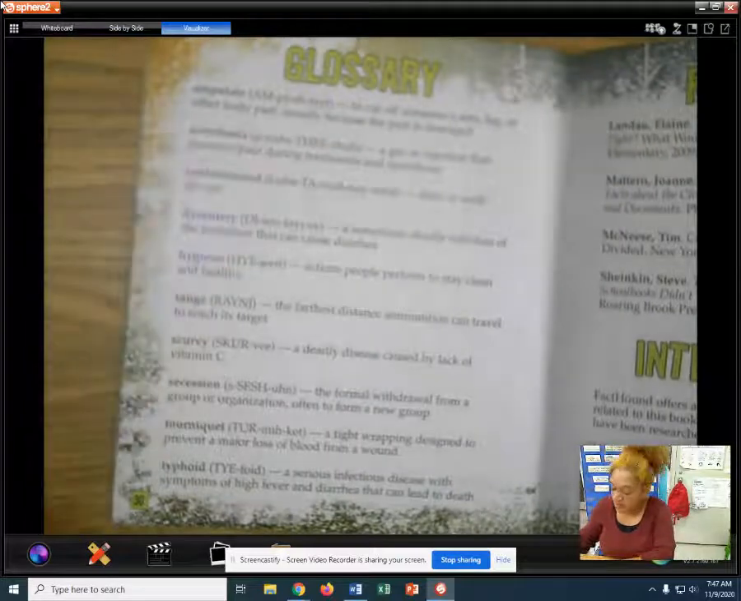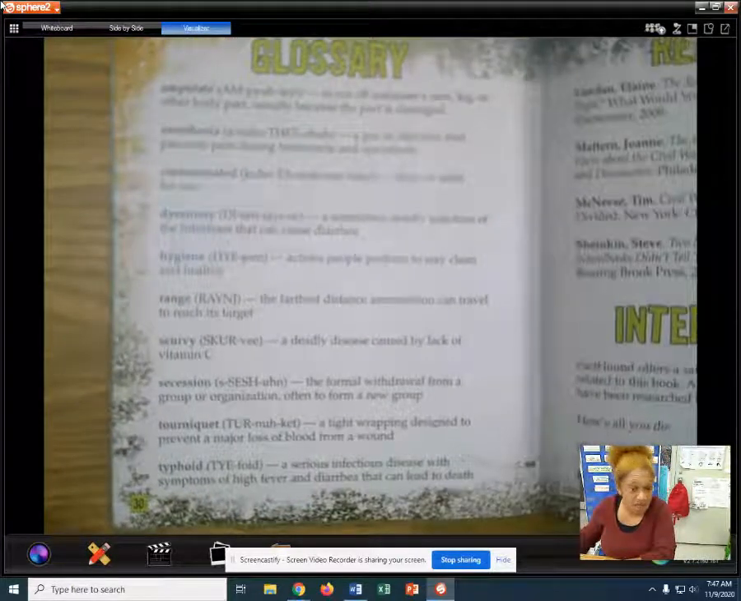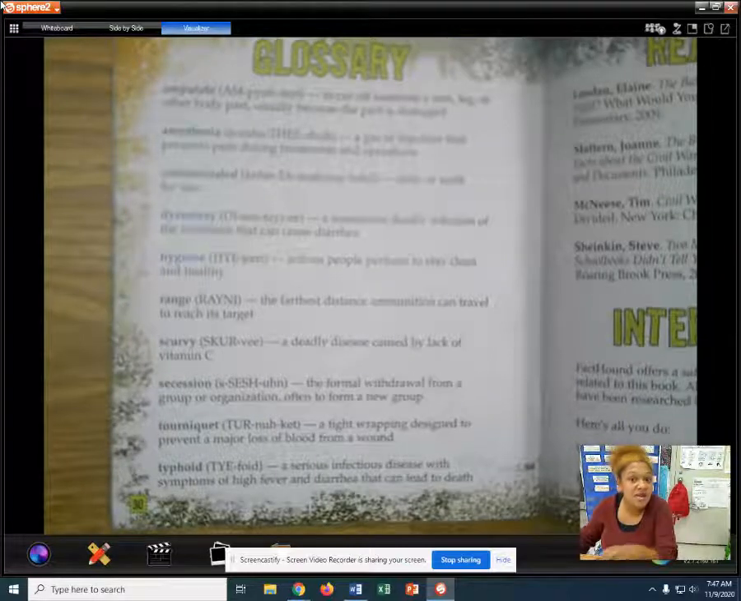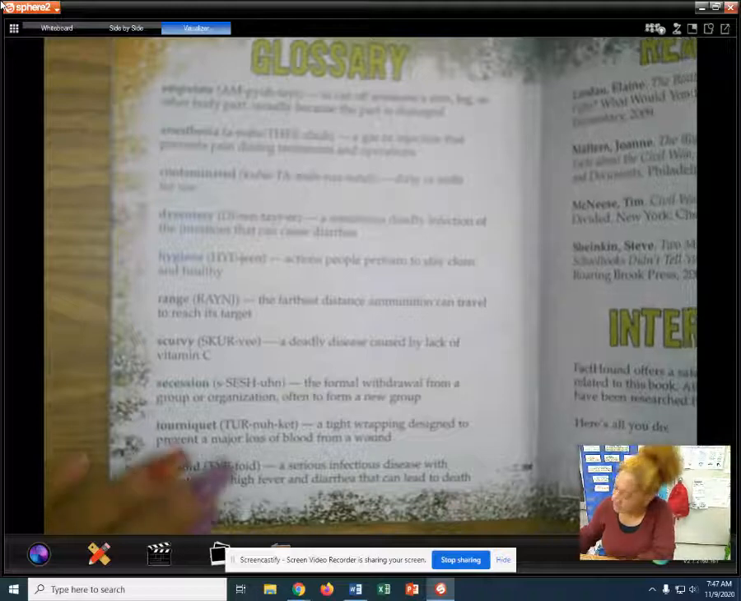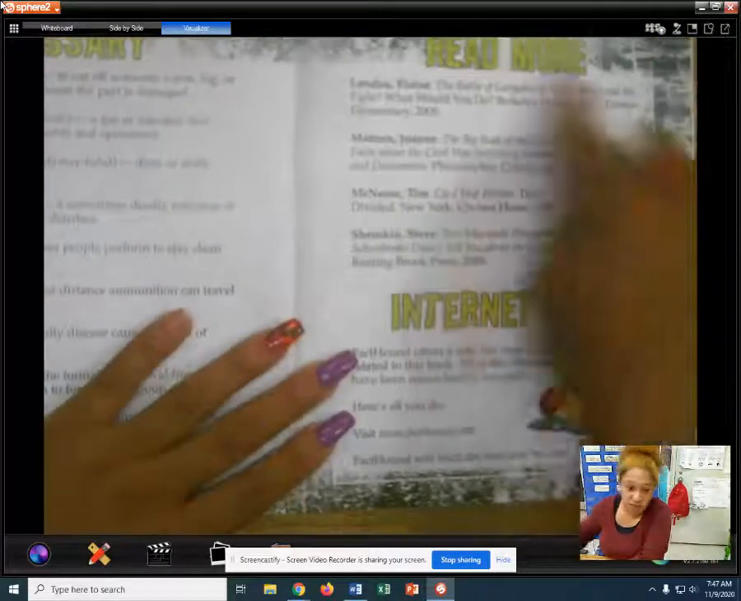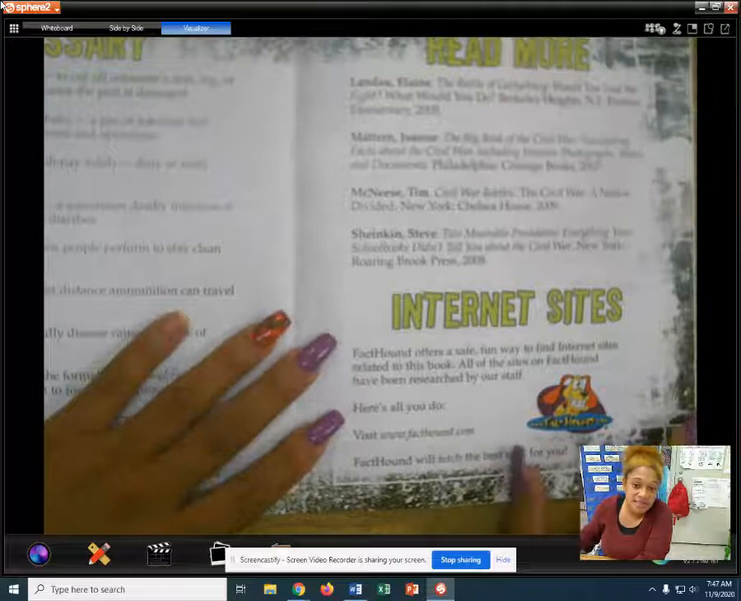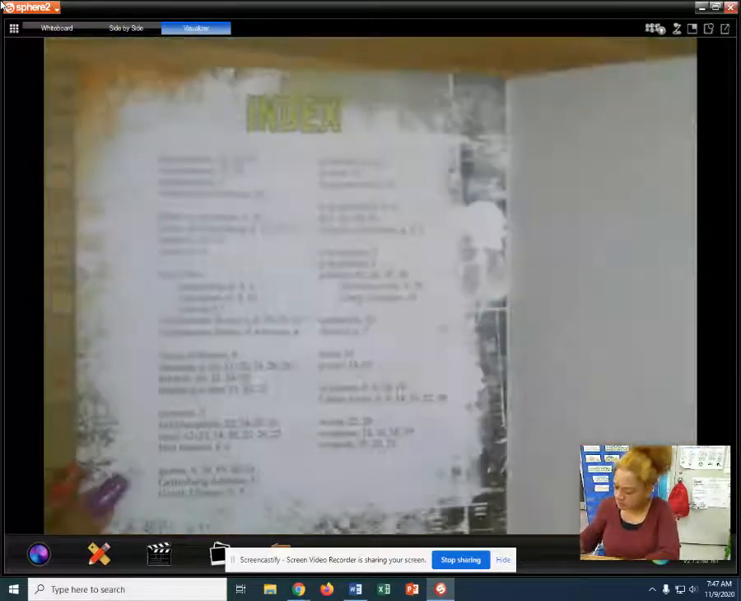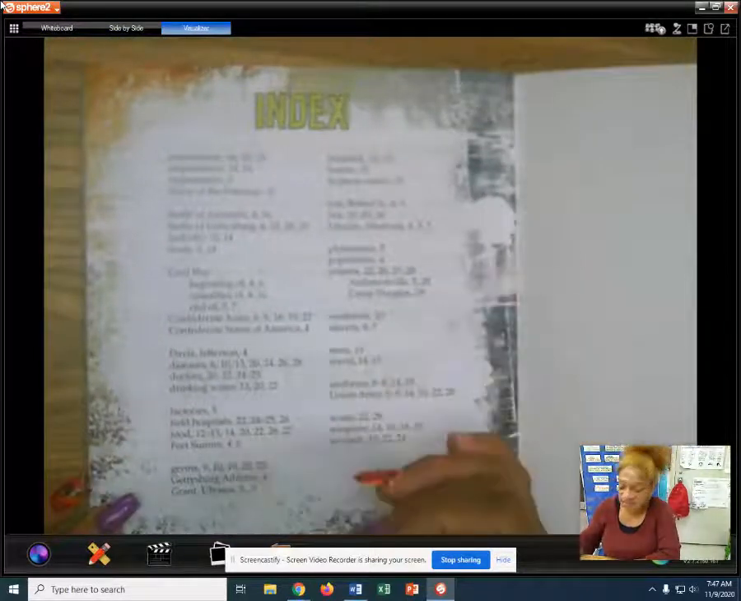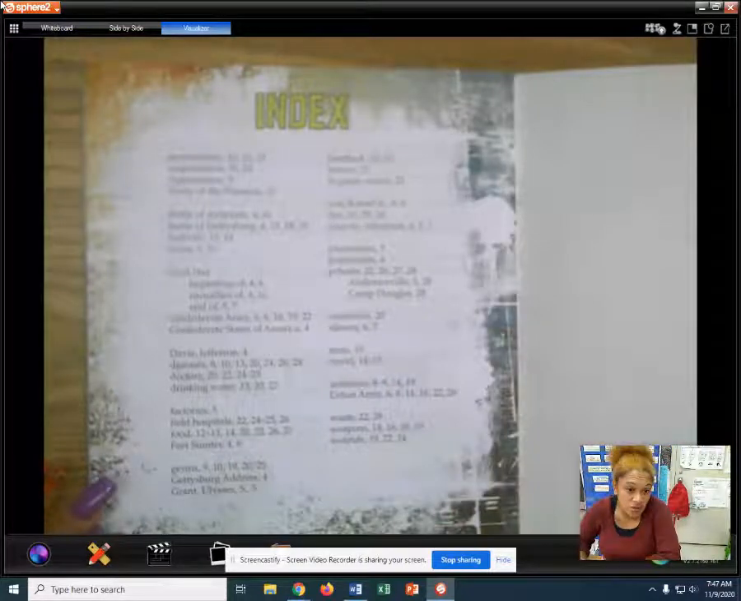And then, of course, in the back, we have a glossary. It tells us a little bit more about some of the words that were found in the text. Okay, we can often look at that while we're reading, stop and go look at it. Or we can even look at this before we read to give ourselves an idea of what the words mean. We have read more on internet sites. Sometimes authors will give us more places that we can find more research, whether it's books that we can look on or websites. And then of course, just like we saw in another nonfiction text, we have an index. Remember, the index is in alphabetical order, but it does not give us definitions. It just tells us where we can find information.